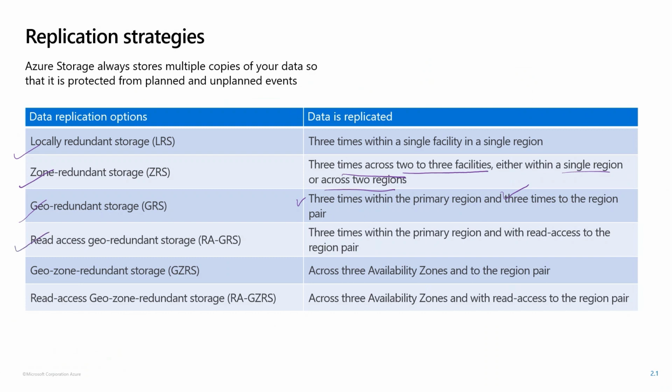Another option to explore and note for the exam would be read-only geo-redundant storage, where we copy a primary region with 3 instances of that data, and we have an asynchronous copy to the secondary region for read access only. We have the same options, but with zone redundancy, where we are spreading the initial 3 copies across availability zones and another 3 copies to the regional pair. And we have the same option as above with read access.